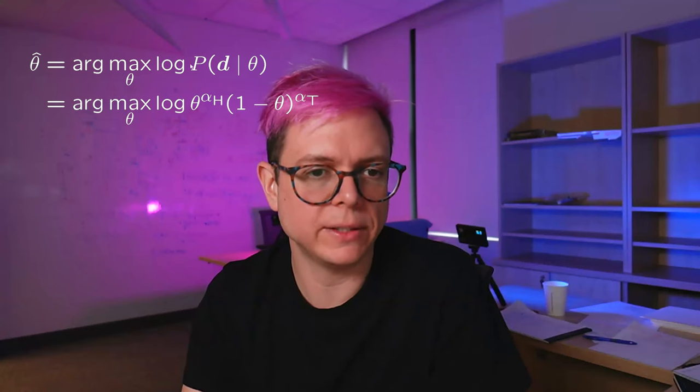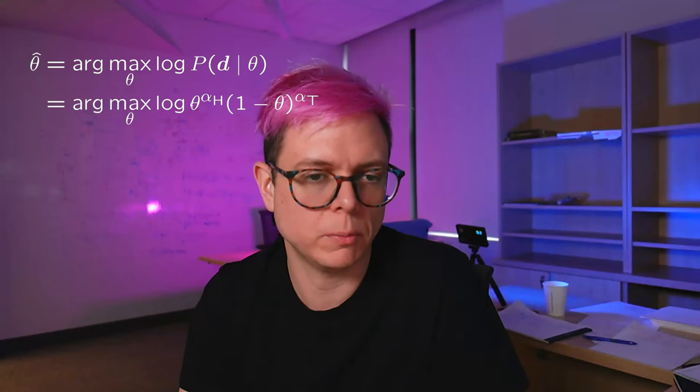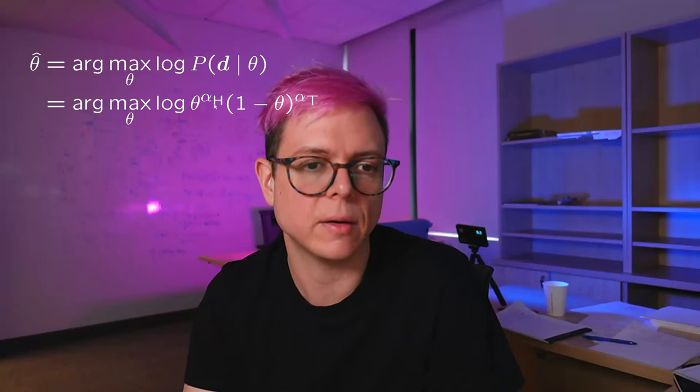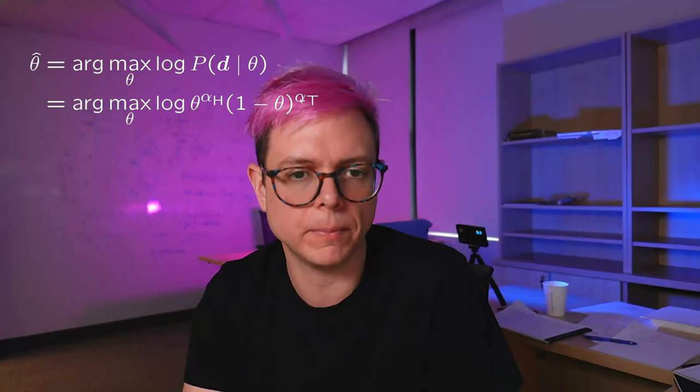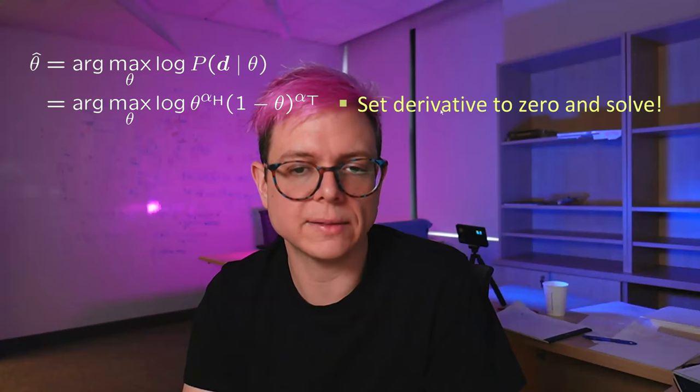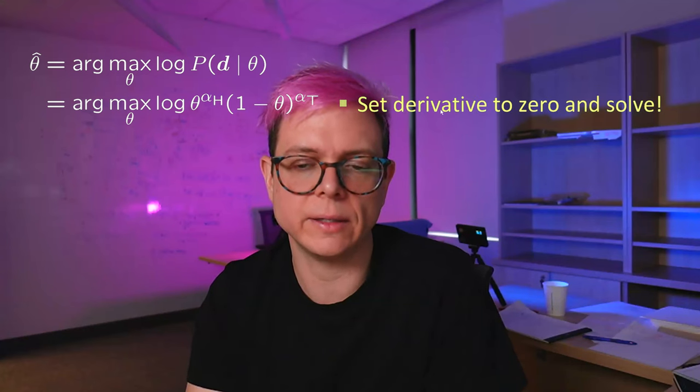All right, so let's actually do these steps together. We would like to find the value for which this log probability is the maximum. And I can replace here the p that we just computed before, which is theta to the number of heads multiplied by 1 minus theta to the count of tails. We can set the derivative to 0 and then solve it.